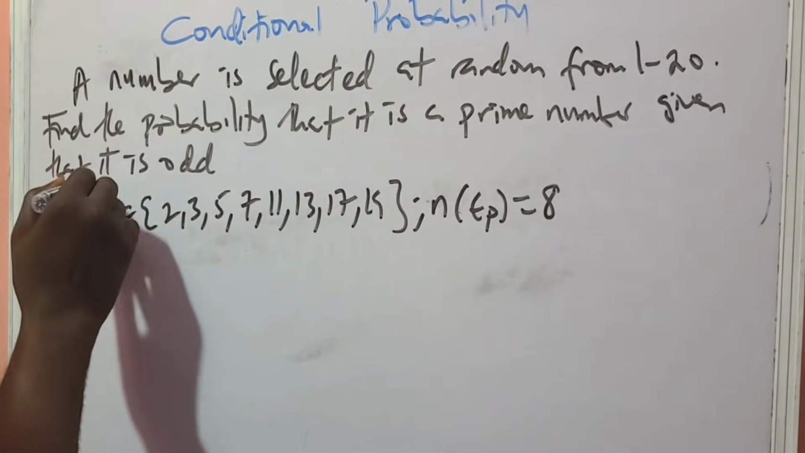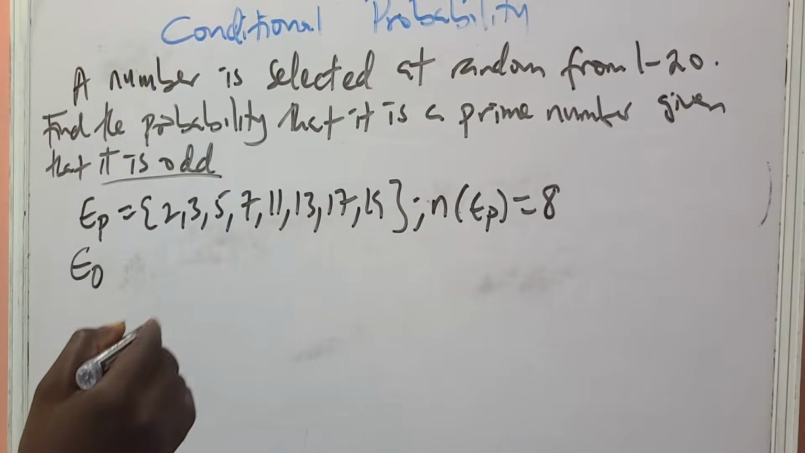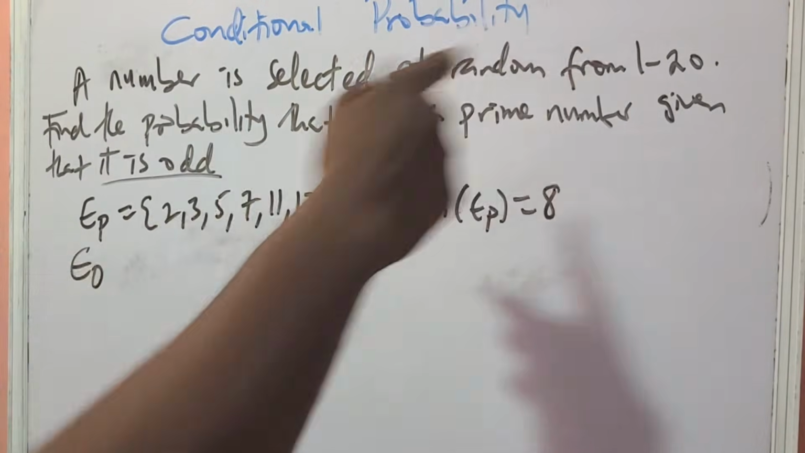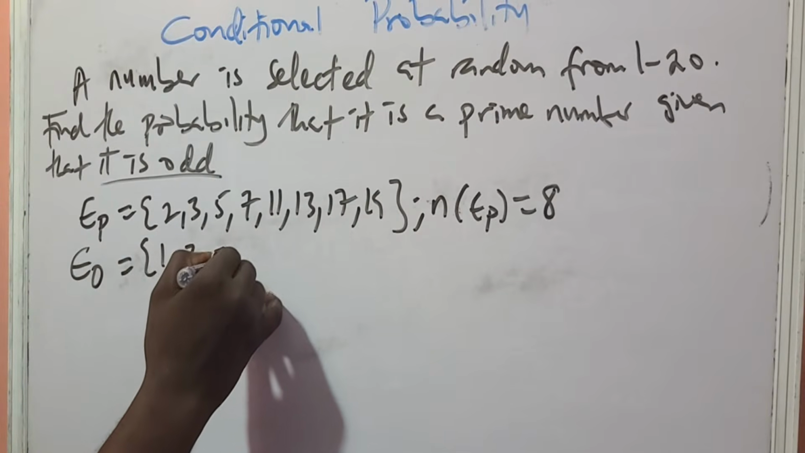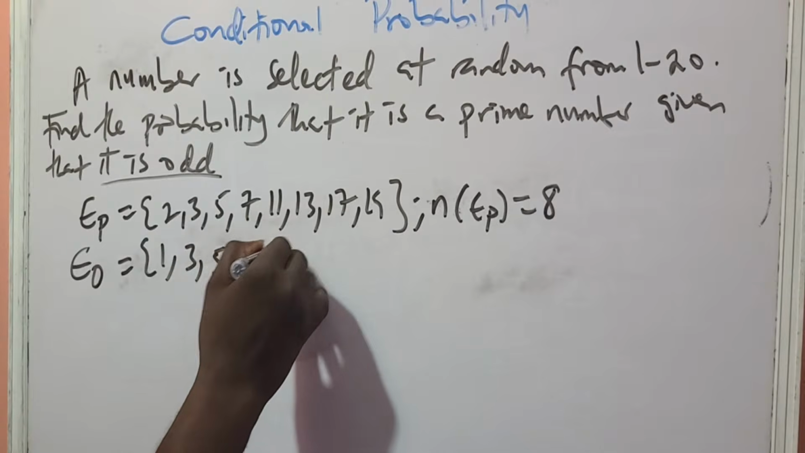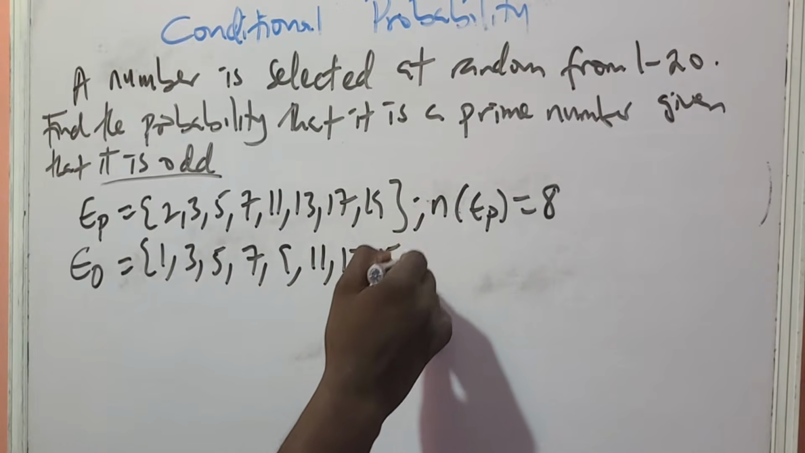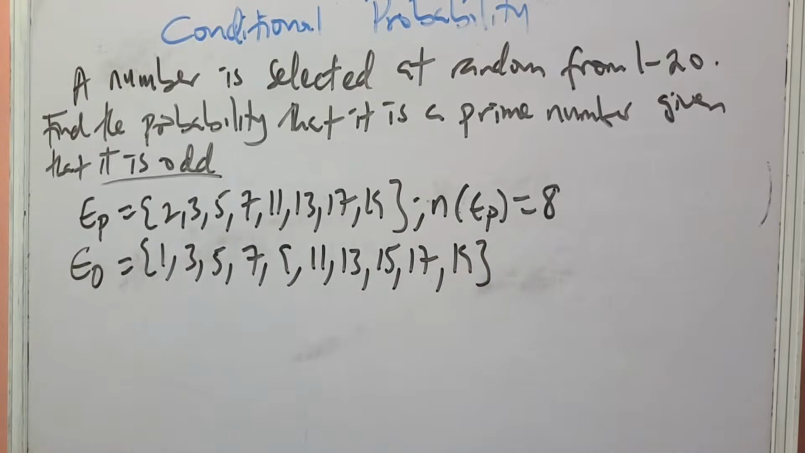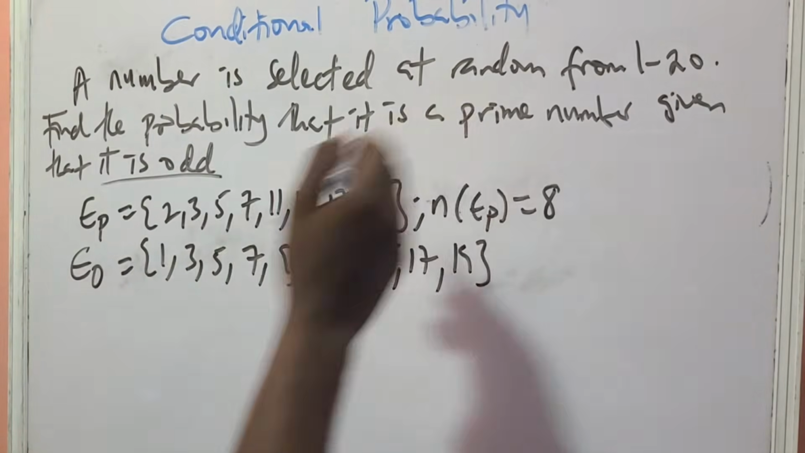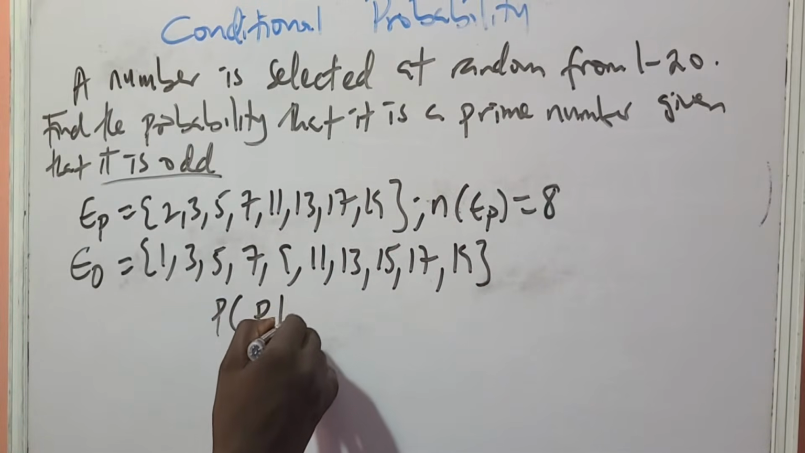Now, given that it is odd, the event space for odd numbers between 1 to 20. Of course, 1 is an odd number, 3 is an odd number, 5, 7, 9, 11, 13, 15, 17, 19. These are all the odd numbers between 1 to 20, don't forget. Now, look at what you're trying to find: the probability that it is a prime number, given that it is odd.